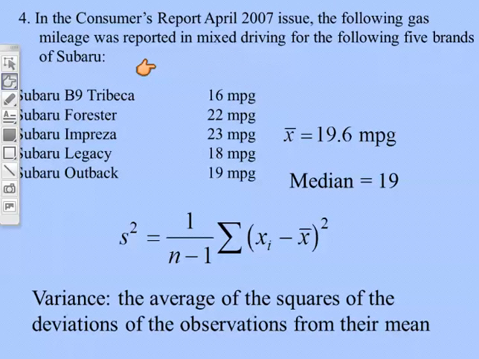That's a different story. What we're looking at in this one, it says the Consumer Reports April 2007 edition: the following gas mileage is reported in mixed driving for the following 5 brands of Subarus. So we got a Subaru B9 Tribeca, we got a Forester, we got an Impreza, we got a Legacy, we got an Outback. Basically, it's just reporting miles per gallon, right? Well, if you added up all of these and divided by 5, you're going to get an average, a mean, an X bar of 19.6. The median is 19.